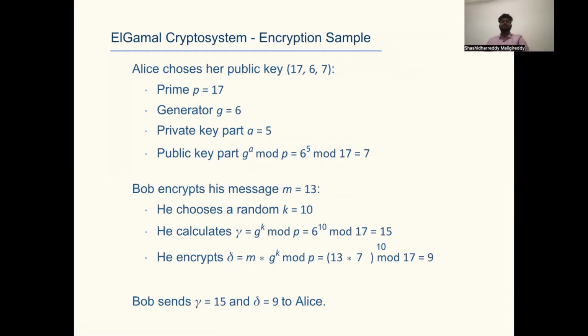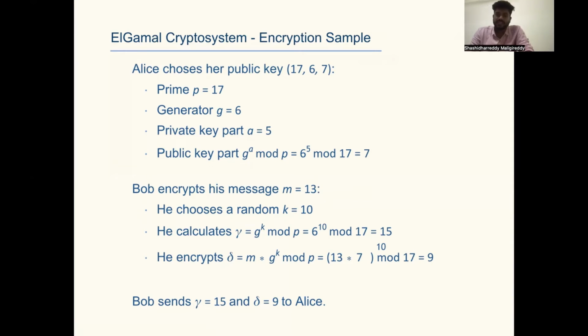Let me explain with an example here. Alice chooses the prime p equals 17, g equals 6, and private key a equals 5. The public key part g power a mod p equals 6 power 5 mod 17, which is 7. So here Bob encrypts his message M equals 13, the message we're going to encrypt.